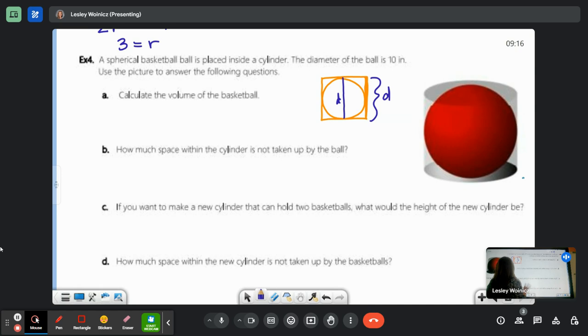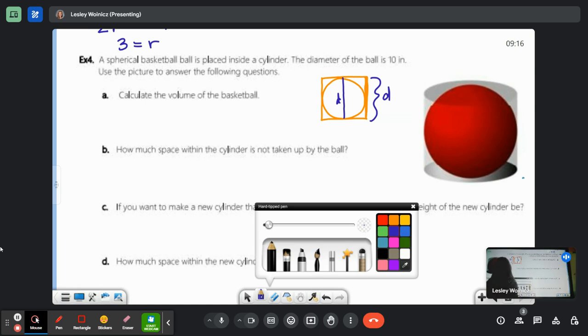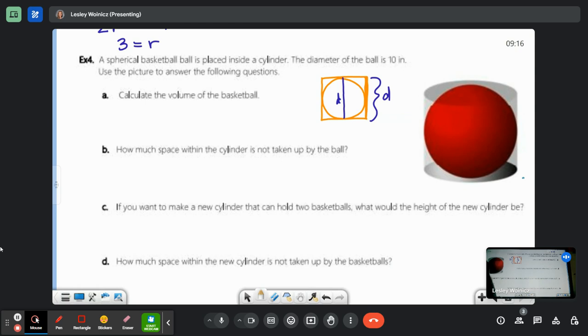Okay. We're going to find it right now. So keep that in mind. We want to find the volume of the basketball. They're telling us that the diameter is 10, but we need the radius. Now we can draw the radius here, or we can draw the radius here.